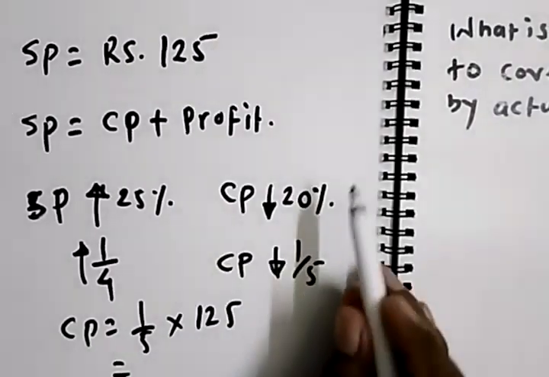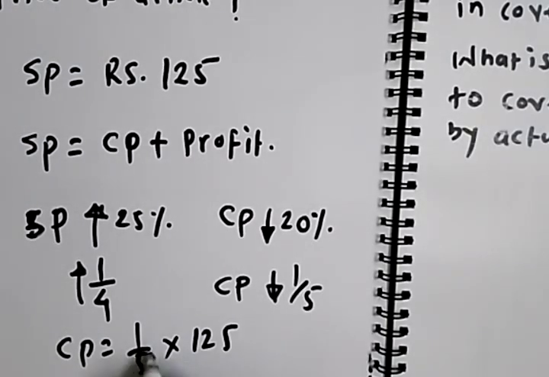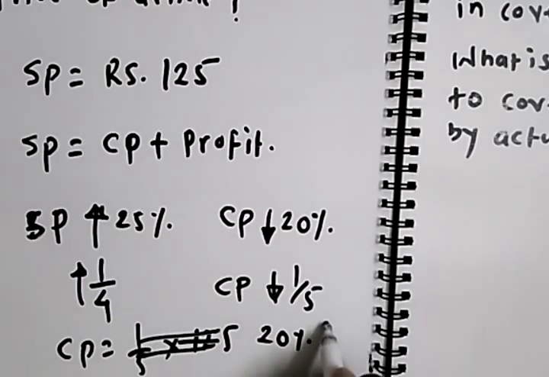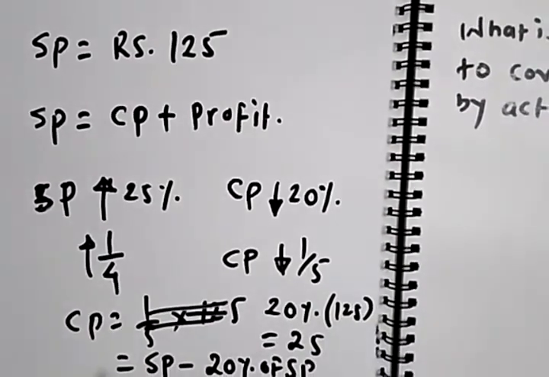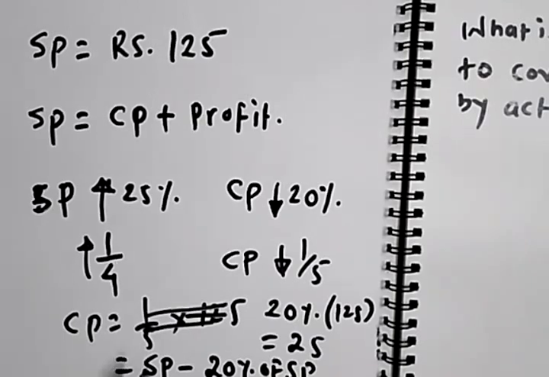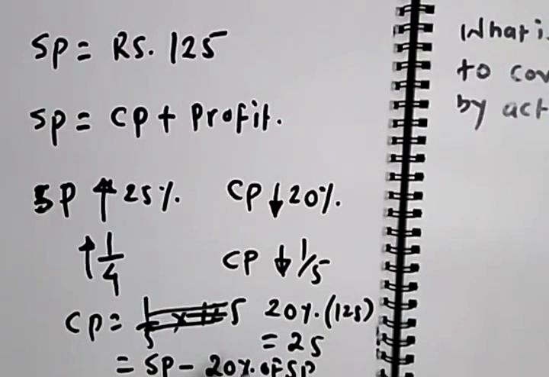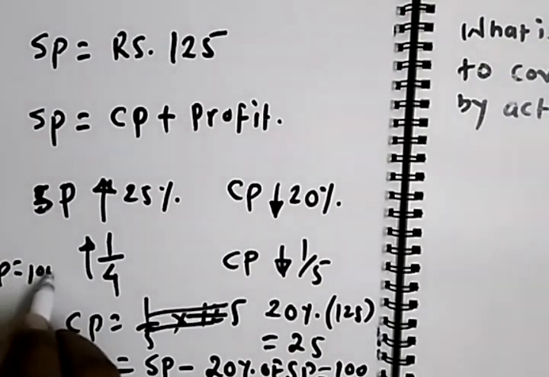That means CP will be 20% less. So 20% of this 125 is nothing but 25. So CP will be SP minus 20% of SP. That is 125 minus 25, that's 100. Right. So CP is equal to 100 rupees.